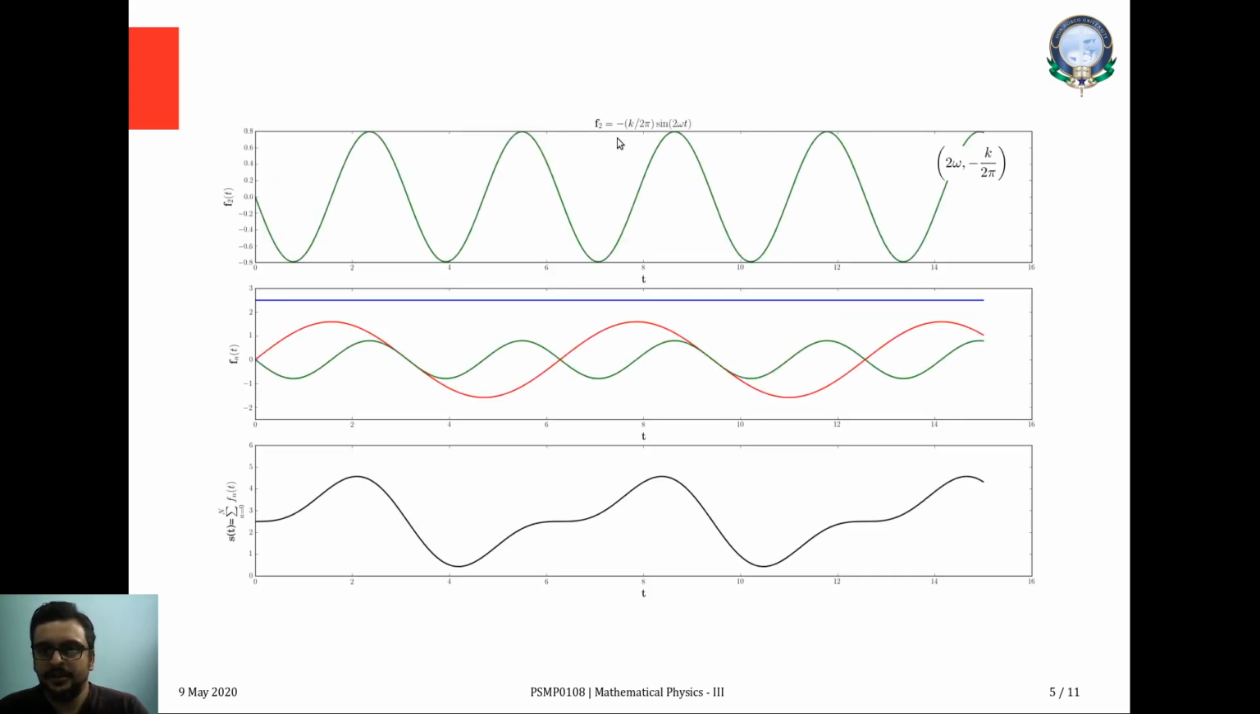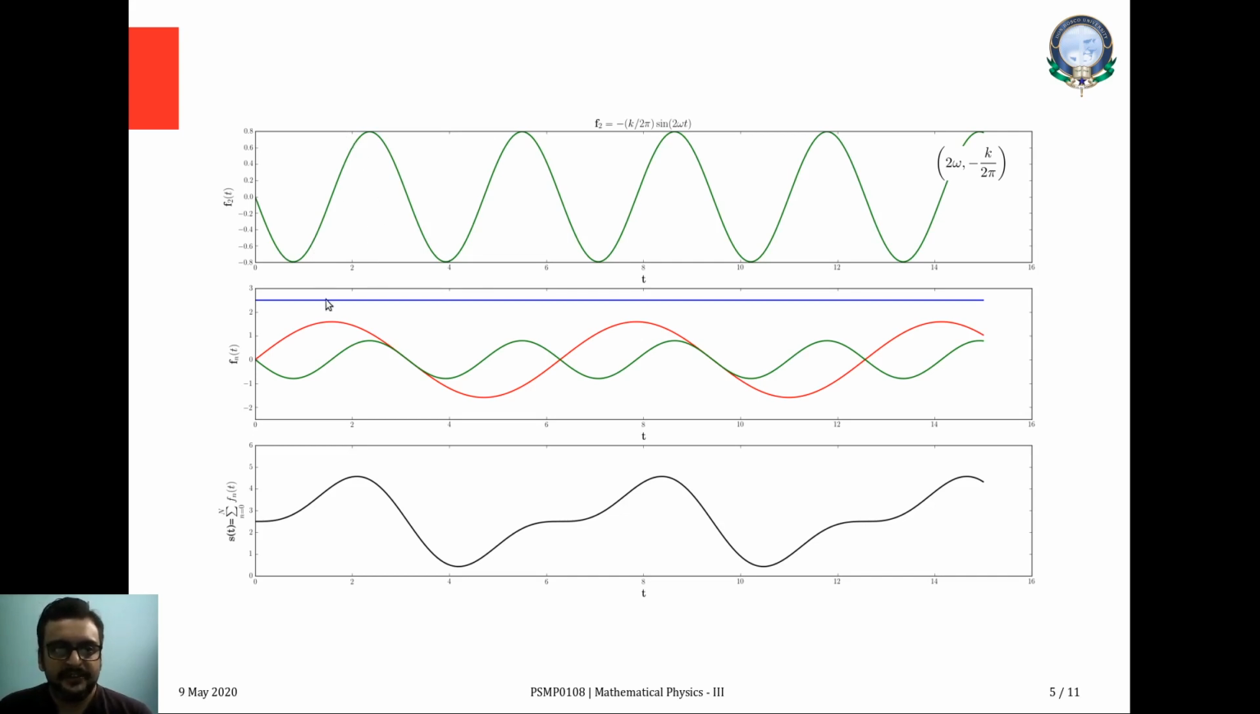So here, what is the frequency? The frequency is twice omega, and what is its amplitude? Its amplitude is minus k by 2 pi. I mean, this minus sign here just gives a phase change of pi, okay? So what was positive is going to become negative. That can be interpreted as an additional phase change of pi.